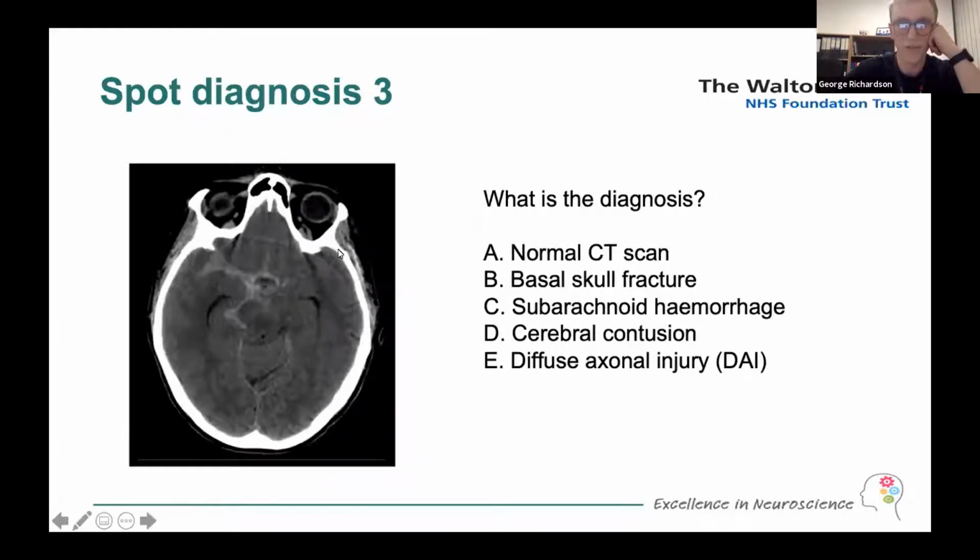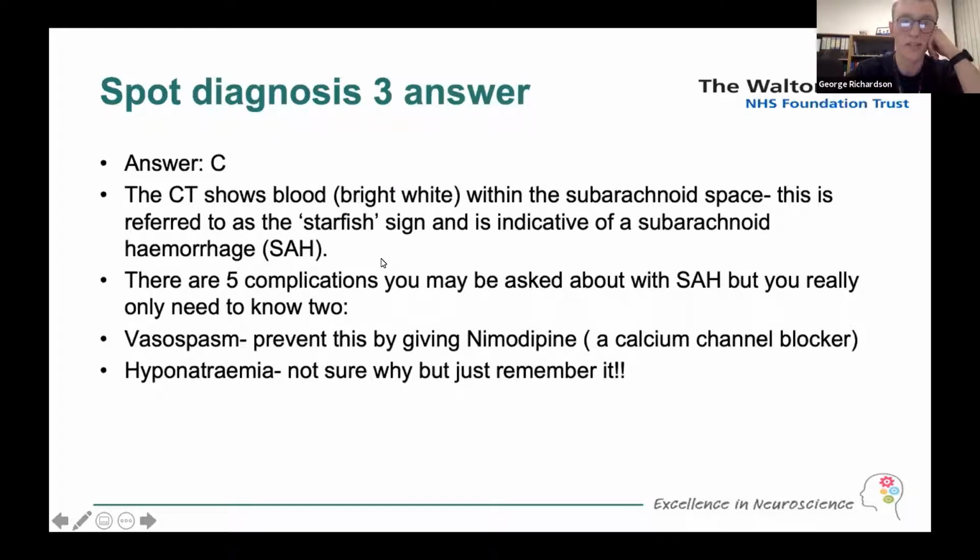Again, I would have done a poll here, but as you can see on the scan to the left, there's nothing standing out, but you can almost see a little bit of a starfish shape in the middle. I'm not sure if you can see my cursor at all, but that's actually blood in the subarachnoid space, and that is called the starfish sign, imaging indicative of a subarachnoid haemorrhage. So when you talk about subarachnoid haemorrhage, there's a couple of different complications that can arise. The two main ones to know about for finals are vasospasm and hyponatraemia.